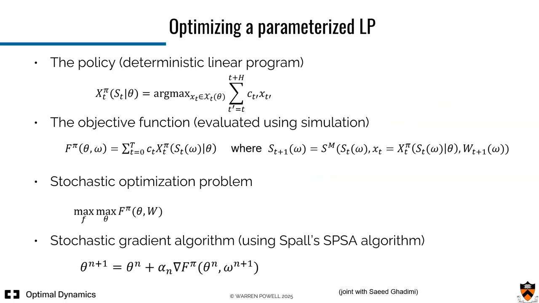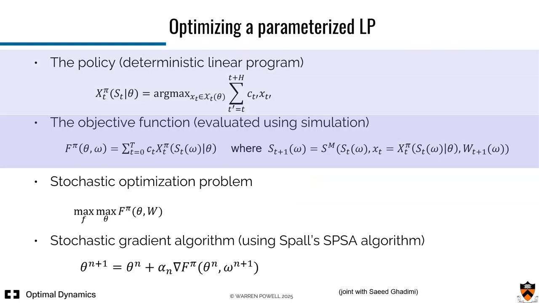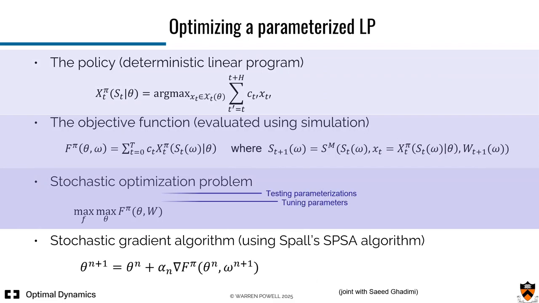So what we're doing is we have a policy that is a deterministic linear program. The objective function is how well the policy does over time. By the way, simulating these policies can be quite noisy. Now, the stochastic optimization problem, I want to come up with the best parameterization. So F there would be my choice to put theta in front of the forecast.